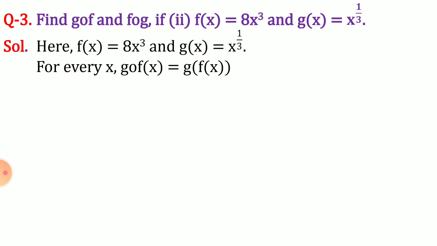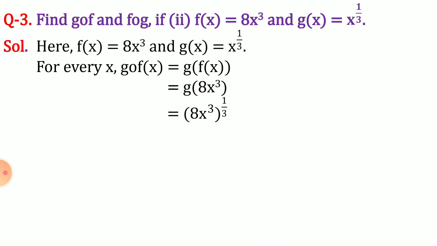Here we have two functions: f from R to R, f of x equals 8x cubed, and g from R to R, g of x equals x raised to 1 by 3. Therefore g composition f, from R to R, is g of f of x. Here f of x equals 8x cubed, so substituting, it is g of 8x cubed. But g of x equals x raised to 1 by 3, so taking x equal to 8x cubed, we get 8x cubed raised to 1 by 3.